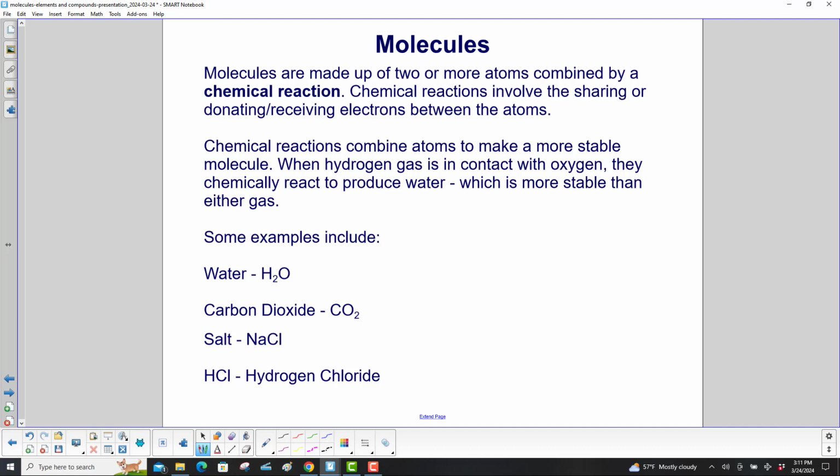gas. Some examples include water, which has two hydrogens and one oxygen, and you can hopefully see the little subscript there that says two hydrogens, and if you don't have a subscript, that means you just have one of the atoms. Carbon dioxide, CO2, one carbon, two oxygens. Salt, sodium chloride, one sodium, one chlorine. And then HCl, hydrogen chloride.